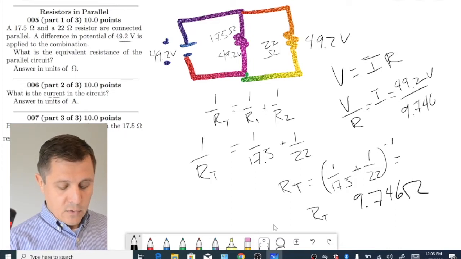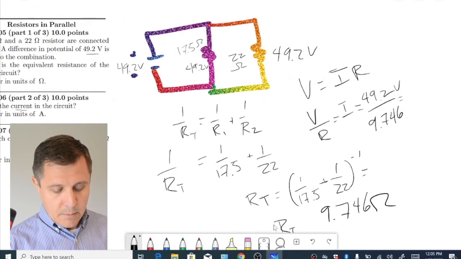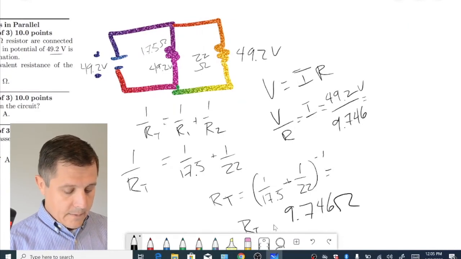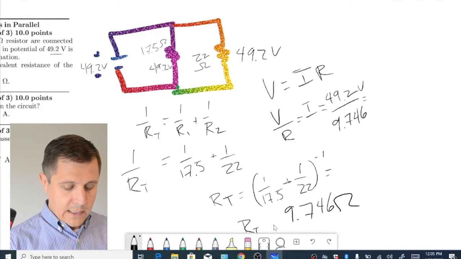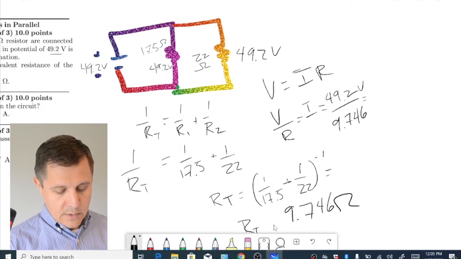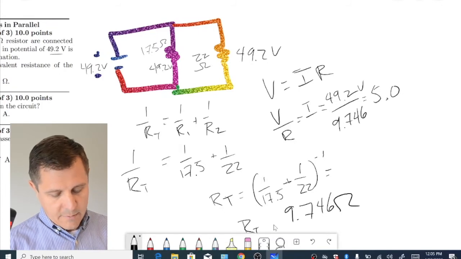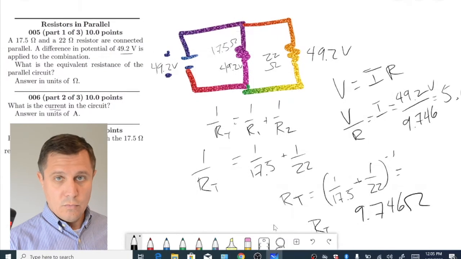We're going to divide it out, and we're going to get a number somewhere around 5. So, plug and chug, 49.2 divided by 9.746, and we get our answer, which is going to be, waiting for it, 5.05. So there we go. There's our answer to question number 6.